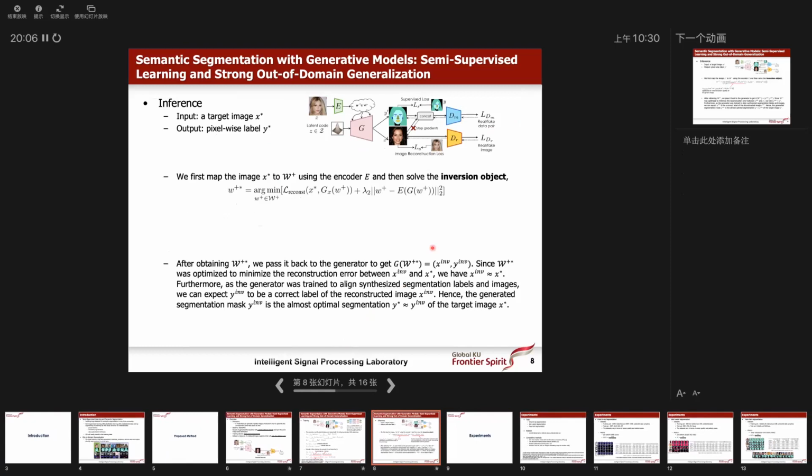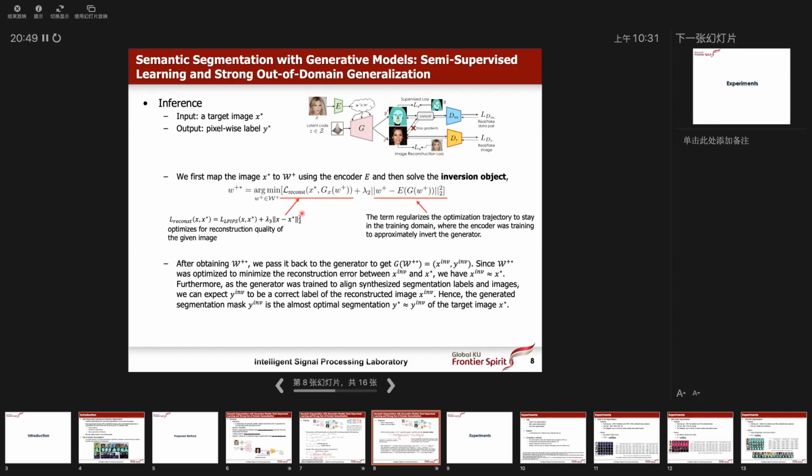Now let's come to the inference and the test period. In the test process, we input a target image and we want to get the pixel-wise label Y for the input image. And we already know that in StyleGAN v2, we should do a generator inversion. So we should first get the W for the input X. We first map the image X to W using the encoder E, and then solve the inversion objective.